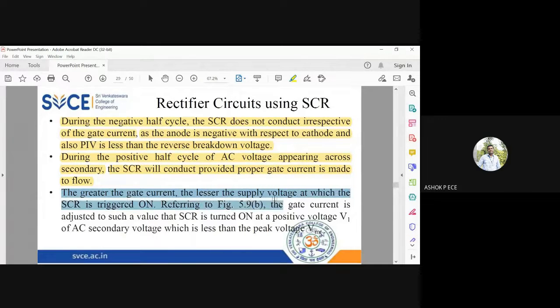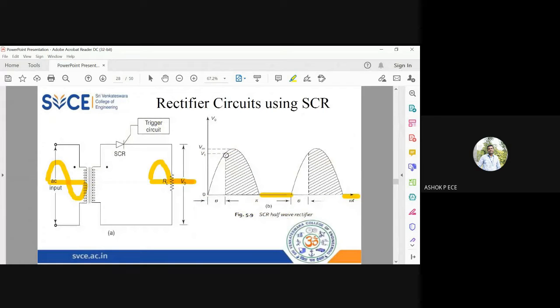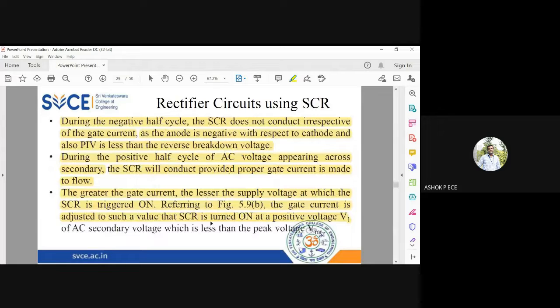The gate current is adjusted to a value such that the SCR is turned on at a positive voltage V1. So you see here the SCR is not on immediately. It is turned on only at V1. So it will conduct only for this portion of your input sine waveform. The circuit is designed to ensure that the SCR is turned on only at V1. Once your voltage reaches V1, the SCR is turned on.